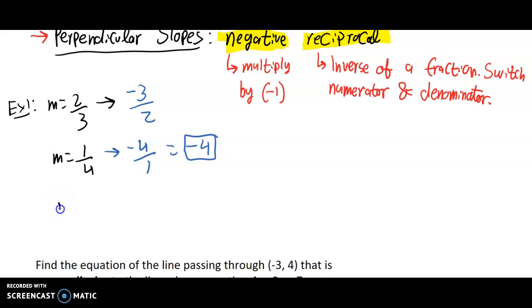Do one last one. If I tell you the slope is 7, let's do -7. If I tell you the slope is -7, -1 times -7 is positive now. We can think of this as 7/1. So we have +1/7. Pause whenever you need.